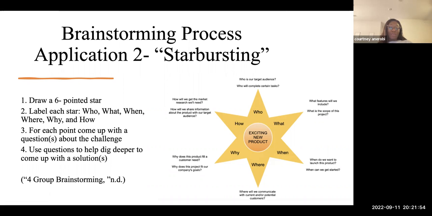So to get started, if you want to reduce those lobby waiting times, you'll first need to draw a 6-pointed star and leave room in the middle to write the challenge or question that you need a solution to. In our case, it would be finding a solution to reduce lobby waiting times. Each point of the star, as you can see, would be labeled with who, what, when, where, why, and how. And each point would then be used to come up with questions about the challenge. For example, how do we reduce lobby waiting times, or when is the lobby slowest in the day? These questions can then be used to dive deeper and produce ideas, so a roadmap to your solution can be developed.